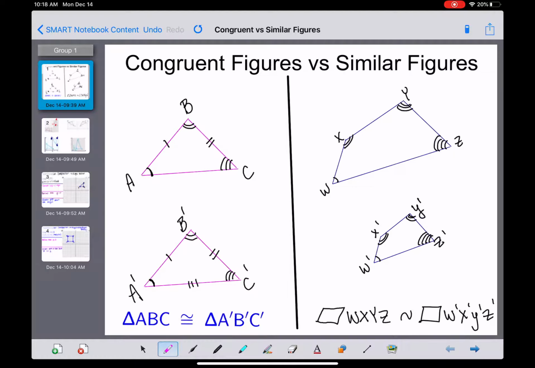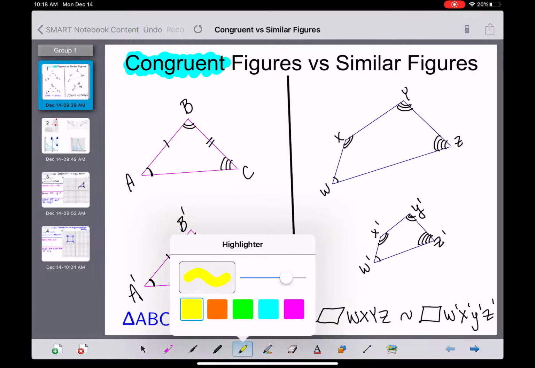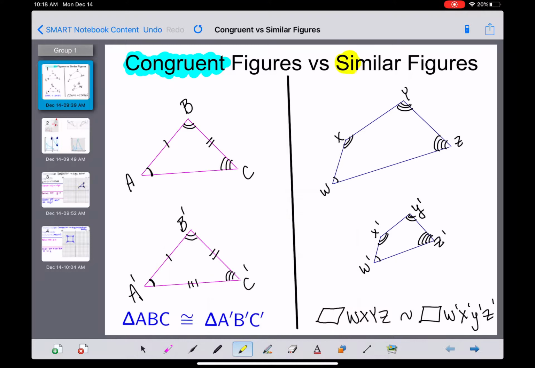Today we're going to be looking at congruent figures versus similar figures. Congruent is a word that we're very familiar with. We've focused on that a lot this year. Similar is something you've probably heard of, we just haven't talked about as much. So on the left-hand side, we're looking at two congruent triangles. We have this statement, triangle ABC is congruent to triangle A prime, B prime, C prime.